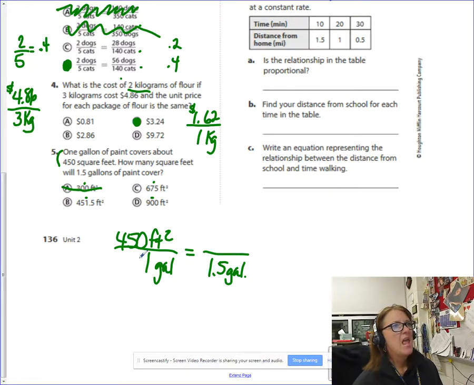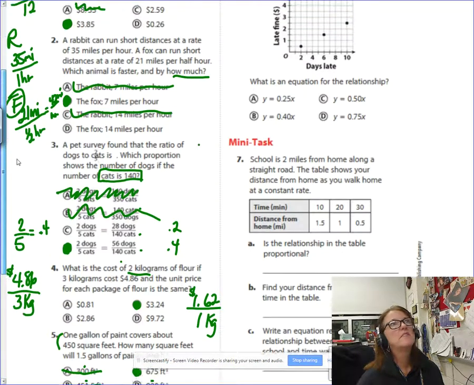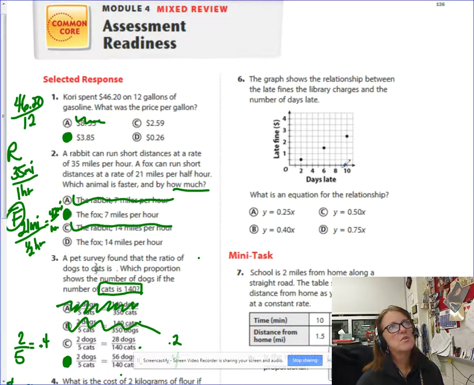This got bigger, so this has to get bigger because they're proportional. Okay. In fact, I have to get 1.5 times bigger. That's not just going to be adding 1.5. You have to multiply by 1.5. So go ahead and grab 450 and multiply by 1.5. You should get C. Okay. Cool. Next, look at number 6.